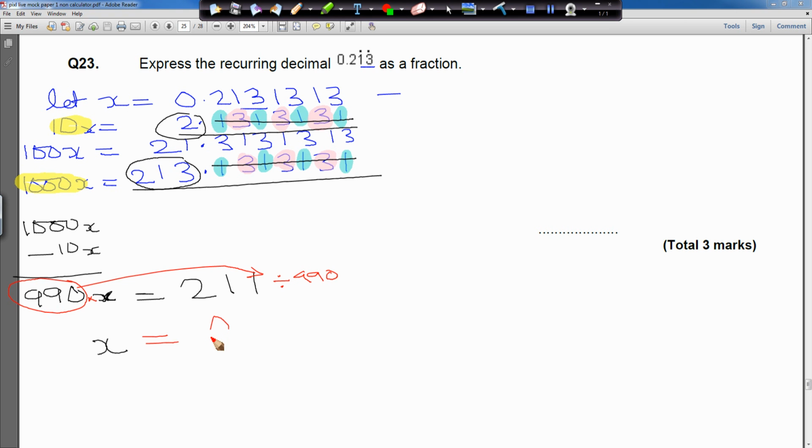So x is equal to 211 divided by 990, and that is the final answer. Okay folks, I hope this helped.